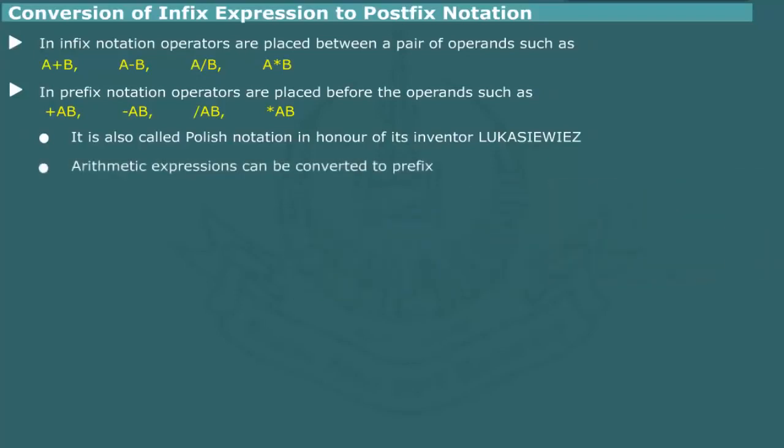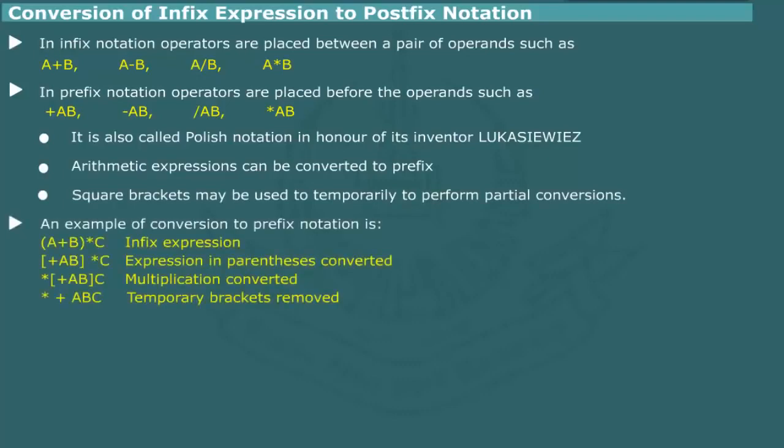A complex arithmetic expression can be converted to prefix notation by processing the brackets and operators in order of their priority. For convenience, square brackets may be used to indicate partial conversions. Here is an example.